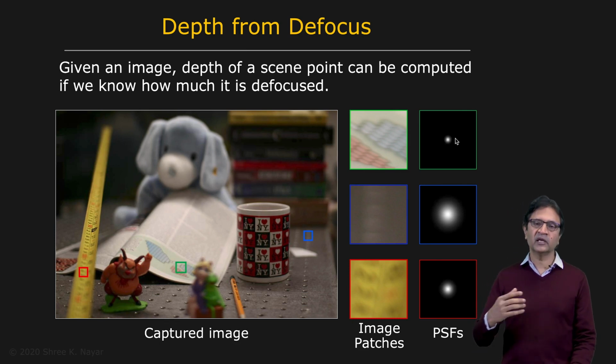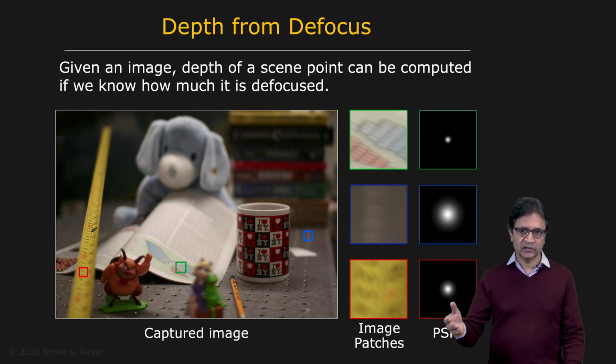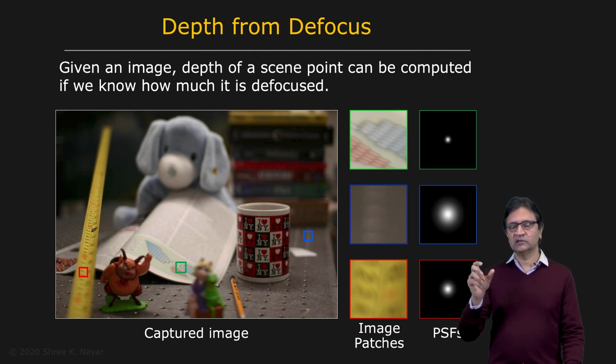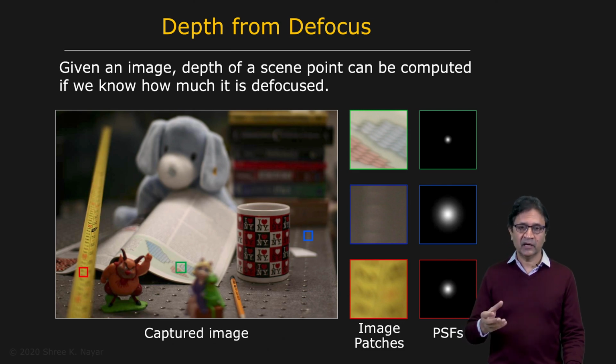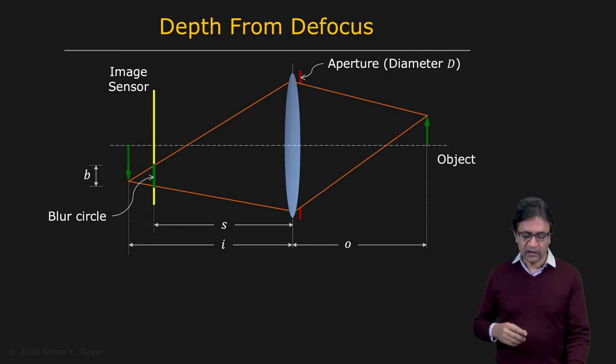So somehow if we can estimate the PSF corresponding to each point in the scene, then that's all we need. That PSF tells you what the diameter of the blur circle is, that's B. Once you have that, then you can estimate the depth of the point in the scene. And that is what depth from defocus seeks to do. It's going to try and measure the amount of defocus at each point.